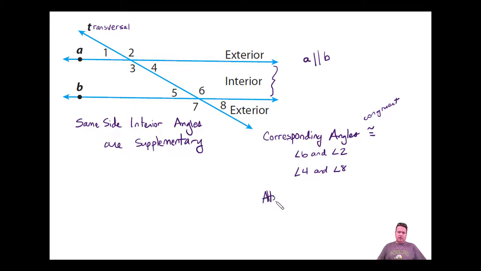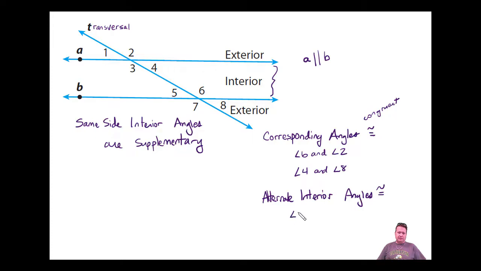Alternate interior angles. Alternate interior angles are also congruent. They're the same. Alternate means on different sides. Interior means they're one of these, but they're on different sides of the transversal. What's on different side of the transversal from 3? That's going to be congruent. And it's this big obtuse angle here, and that's this one here. And you can see that 3 is on the left and 6 is on the right.